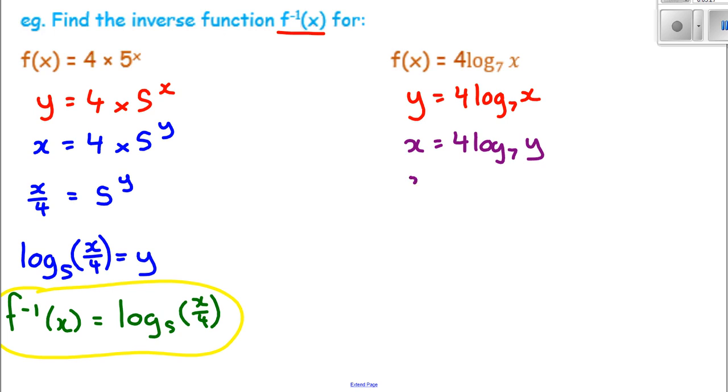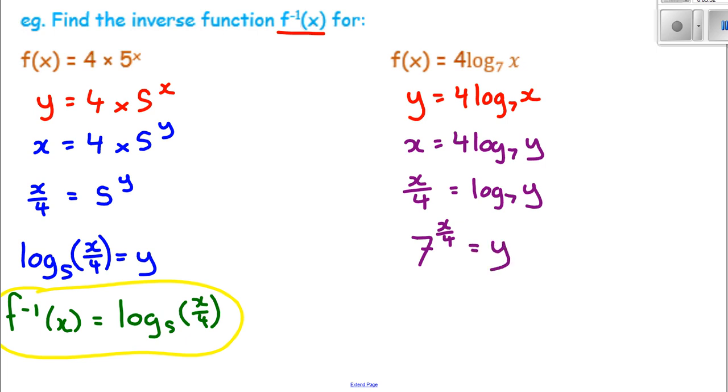So divide both sides by 4, which keeps it in the pure log form. We've got no coefficient out the front, so now we've just got the log by itself. Now we can turn it into exponential form. The base is 7, the exponent is x over 4, and the answer is y. So remember, converting between log and exponential form: base 7, the exponent is x over 4, and the answer is the y.